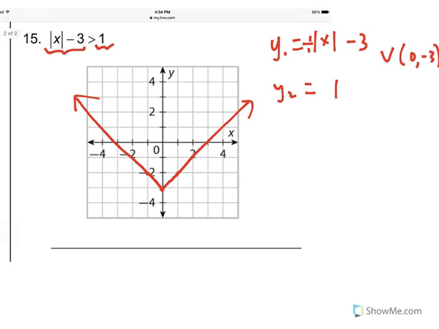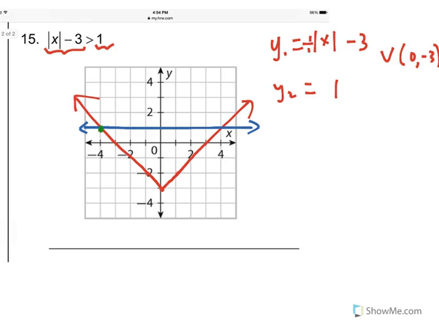Now we're going to draw the second equation, which is y equals 1. That is a horizontal line at 1. And there it is. So now we're going to look for where the two functions meet. We can see that they intersect at that point and that point.